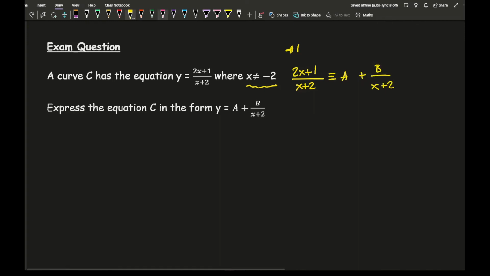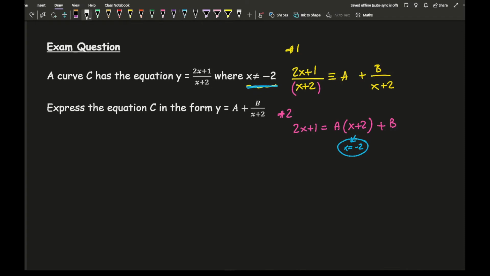Now with this particular question, I'm going to show you what we do next. Step 2 is virtually the same: I'm going to multiply both sides by (x + 2). What I end up with is 2x + 1 equals A(x + 2) + B. Now the problem is that I want to make the bracket equal to 0, like in all the previous examples, so x equals -2. However, we've been told that x cannot equal -2, so we cannot use it.